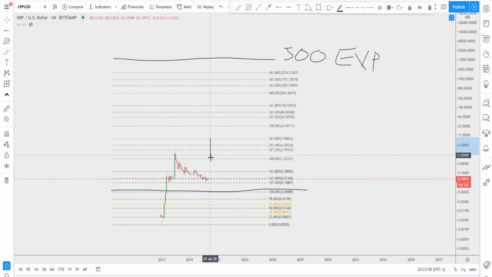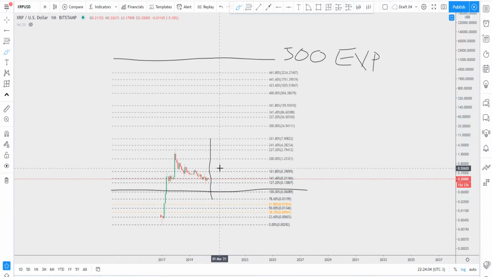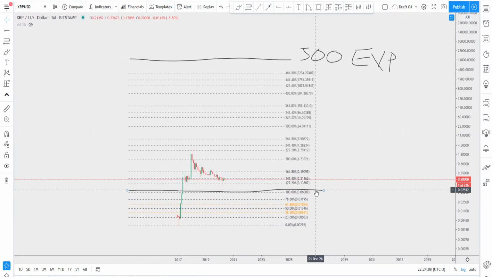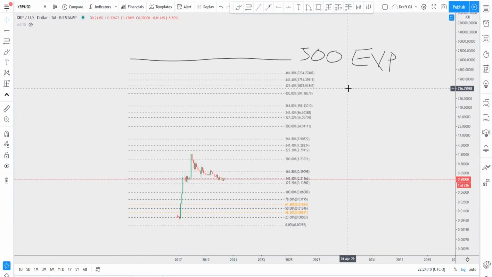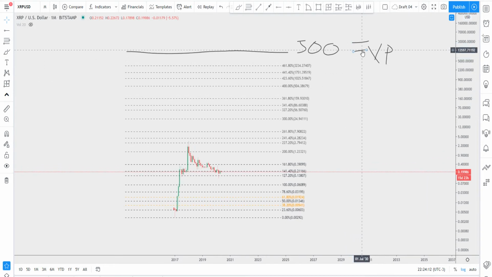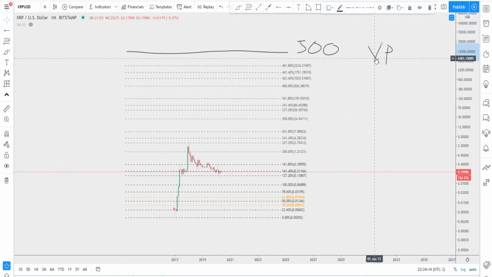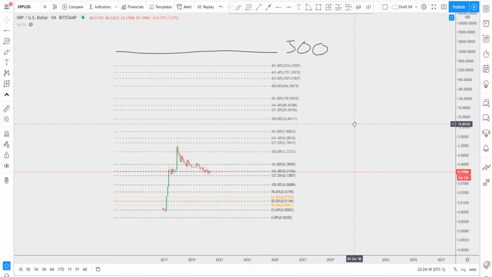Okay, so we are close, it's around here, and I was expecting a move up, but let's see how this will end up, because we are also looking for regulations. Okay, so for this scenario here, just another look at what's happening.